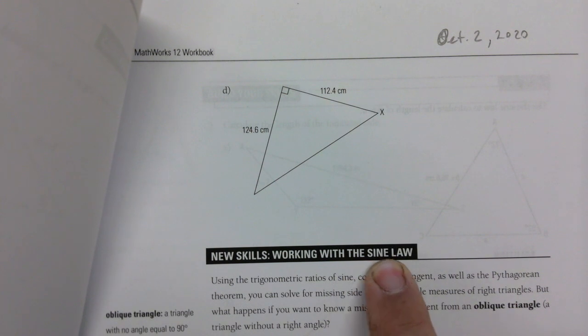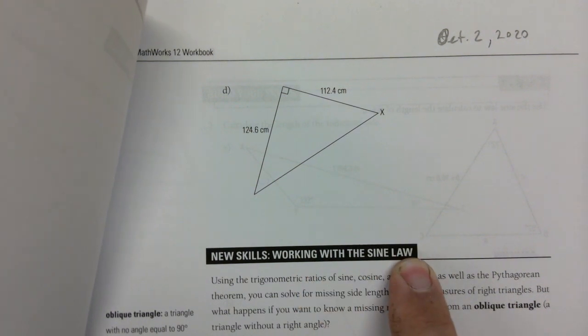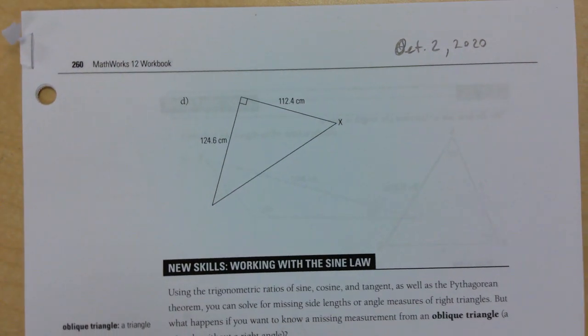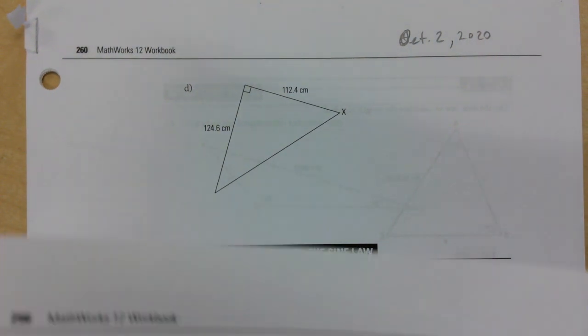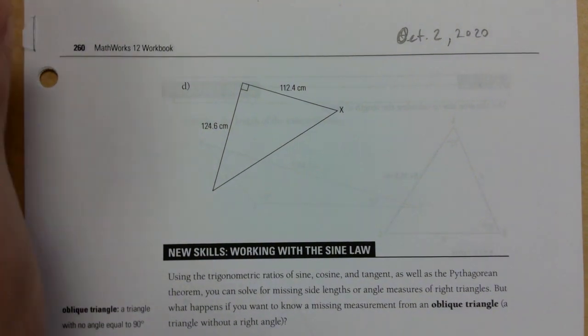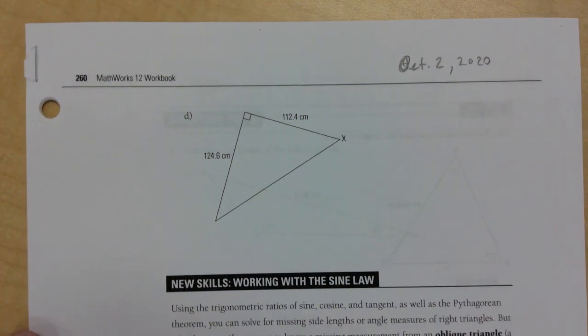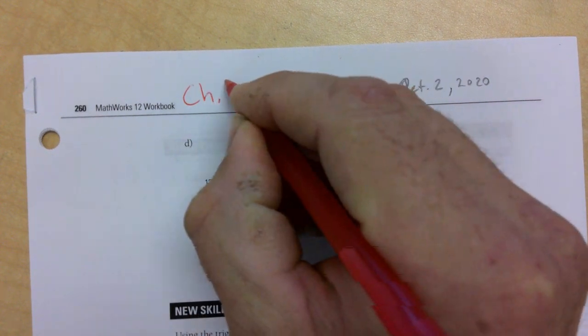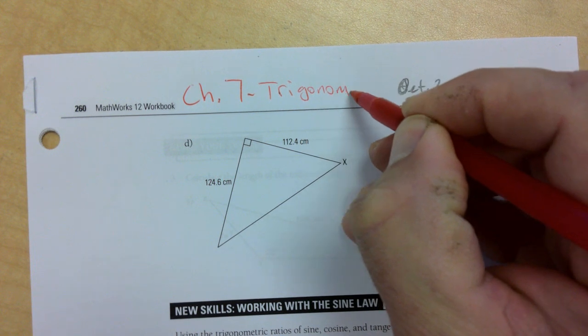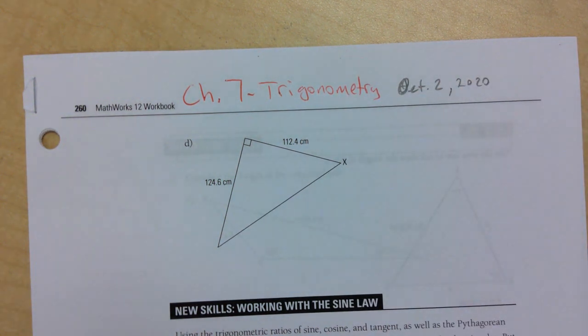And you want to see this working with the sine law. So you will rip this out. So that's going to be your front page. So this, you can chuck it, okay? I'll take it out next time. Just get rid of it. So you can call this at the top chapter 7. Okay?